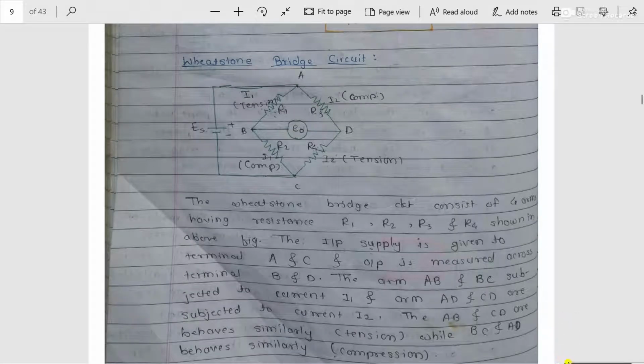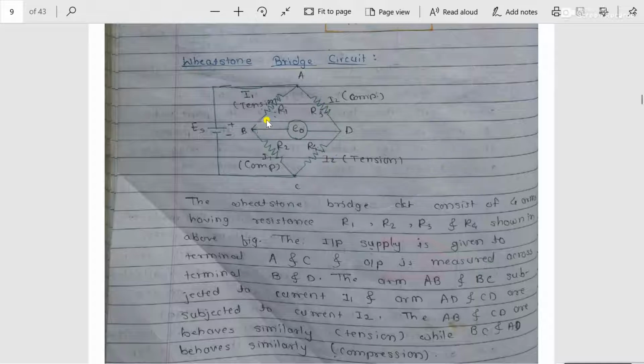Now, the figure in front of you is called a Wheatstone bridge circuit. If you go through this circuit diagram, the Wheatstone bridge circuit consists of a total of four arms: this is arm number 1, this is arm number 2, this is arm number 3, and this is arm number 4.